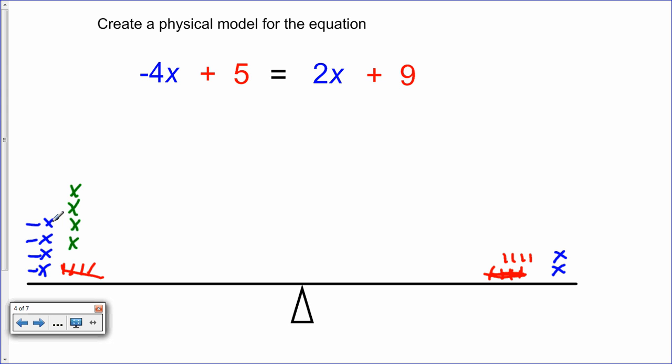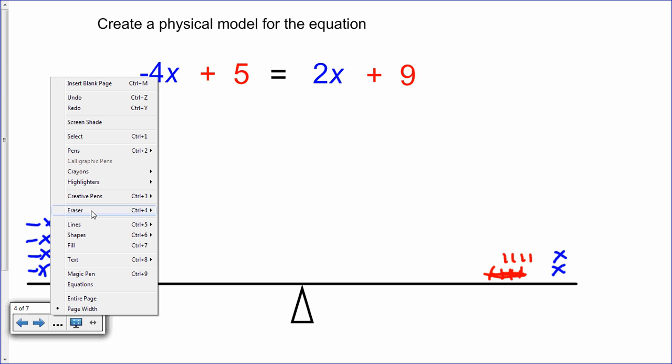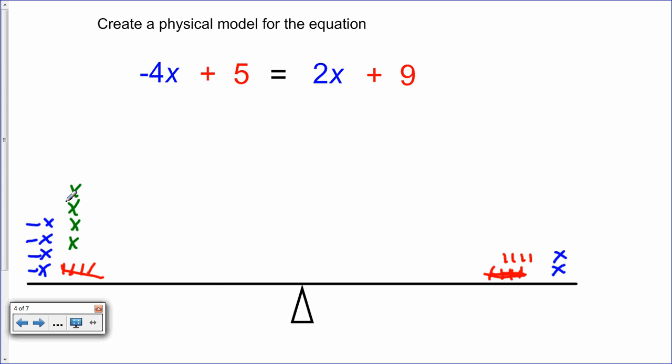Well, let's deal with this fact first. What is the net weight of all of that? It's 0, I hope you see. I hope you see that that's 0 because the negative 4x and the 4x are opposites. We're utilizing the inverse property of addition here. We're creating the identity 0 by canceling out those negative 4x's with those four positive x's.